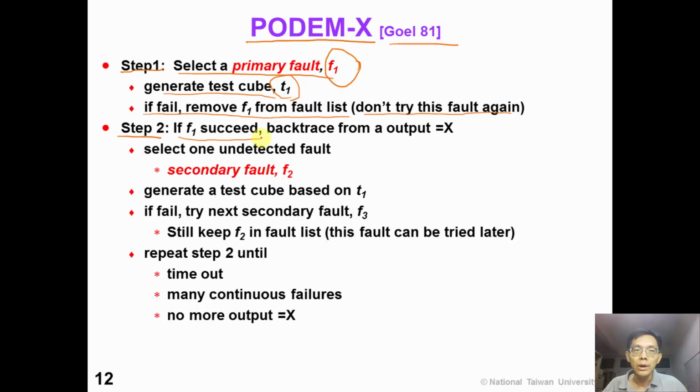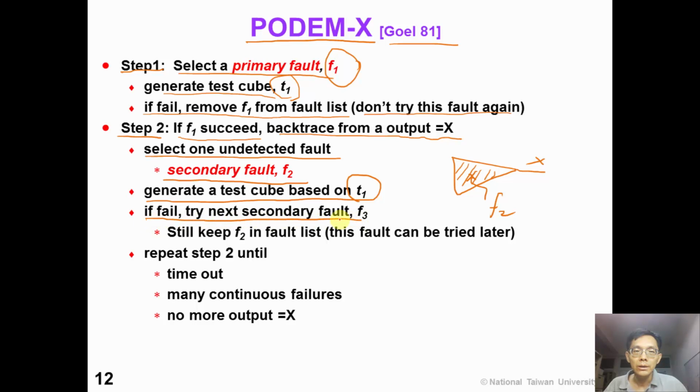if test generation for F1 is successful, then we backtrace from the output with an unknown value, and then we select one undetected fault from the backtrace cone of the output. Suppose we select F2. We call this a secondary fault. And then we generate a test cube based on the existing test pattern T1. If we fail, we can continue to try the next secondary fault, F3, but we still keep F2 in the fault list. This fault can be tried again later.